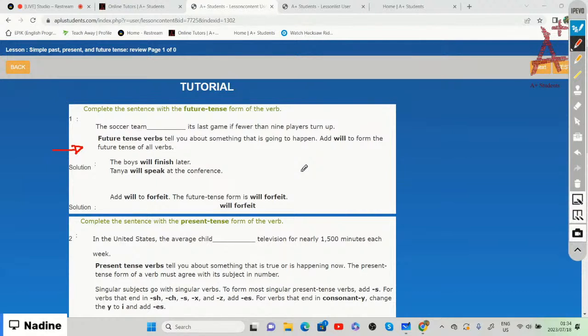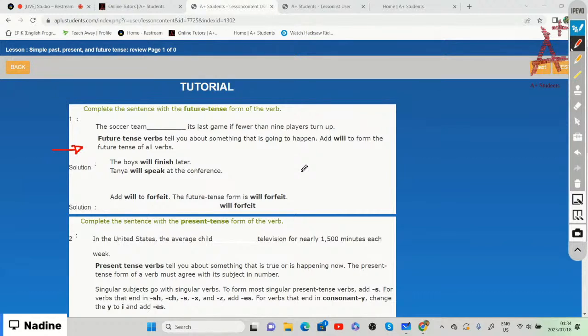Tanya will speak at the conference. The conference can either be tomorrow or next week, and Tanya will speak, meaning that she hasn't spoken yet. She hasn't given her speech, but she will speak. She still has to. It's still going to happen. So will speak: the word will is there to form the future tense of the verb.